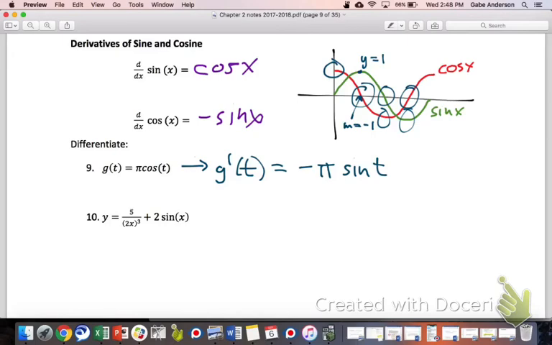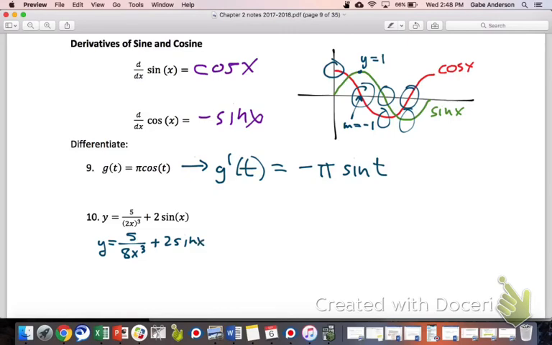I'm thinking before we flip anything to the top, I think we will eventually do that. I would like to deal with the parentheses 2x cubed. So if we did simplify that, what is parentheses 2x cubed? That's right, so it'd be 5 over 8x cubed, and then still plus 2 sine of x.